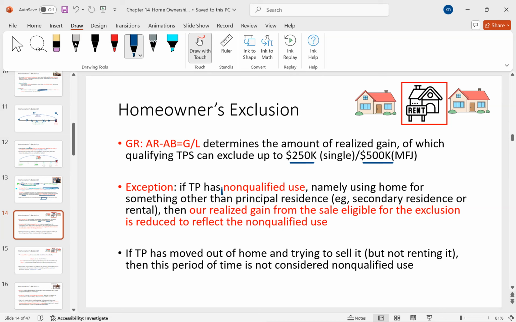One of the things that can modify this framework is non-qualified use. Like you're using it as your primary residence, then you rent it out, then you use it as your primary residence, then you sell it. This guy right here would be non-qualified use. And when that happens, we have to do some modifications. In other words, if we're using the home for something other than our principal residence during that 5-year window, i.e. it's a secondary residence where we rent it out, then our realized gain for the sale eligible for the exclusion is reduced to reflect the non-qualified use.